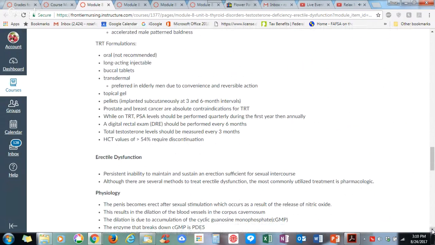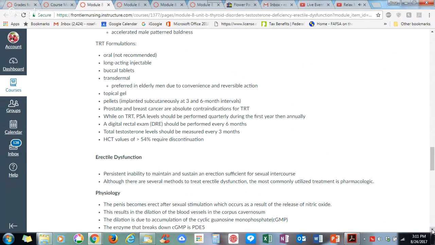Testosterone replacement formulations. Oral is not recommended. There's long-acting injectable. There's buccal tablets, transdermal, which is preferred in elderly men due to convenience and reversible action. There's topical gel. Pellets, which can be implanted subcutaneously at 3 and 6 month intervals. Prostate and breast cancer are absolute contraindications for testosterone replacement therapy.